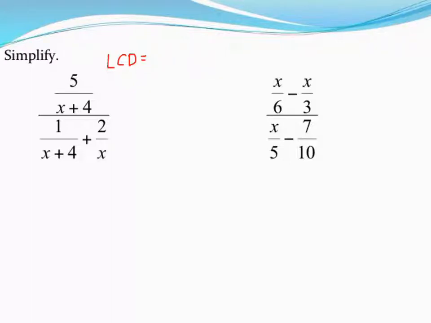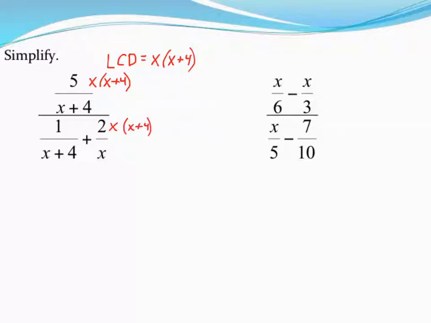So for my least common denominator, I'm going to need the x. I'm also going to need the x plus 4. Unlike what I've done in the past when I've tried to add two fractions together, I'm going to only multiply the numerators by the least common denominator. So next to each numerator of the complex fraction, I'm going to put my LCD, x times x plus 4, next to all three pieces.